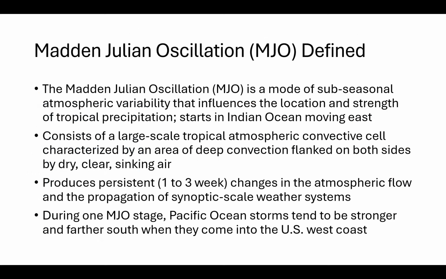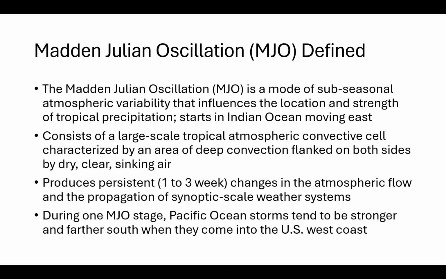So what exactly is the Madden-Julian oscillation, the MJO? Let's define it. The MJO is a mode of subseasonal atmospheric variability that influences the location and strength of tropical precipitation. It typically starts in the Indian Ocean, and it really moves from a west to east direction. It moves west to east across the tropical waters, from the Indian Ocean right on into the maritime continent of Australia, that area, and then working its way eastward towards the western Pacific.